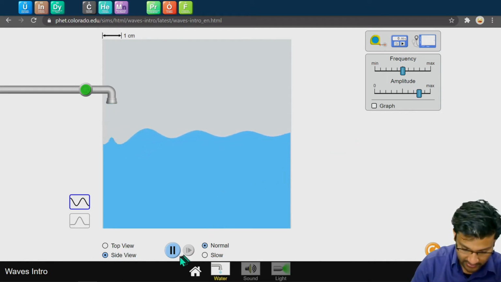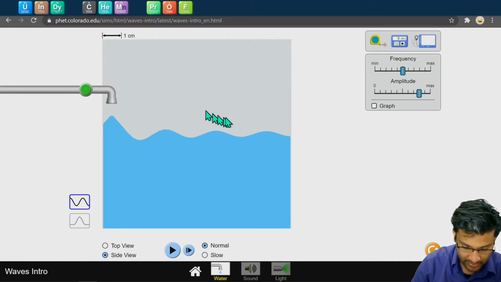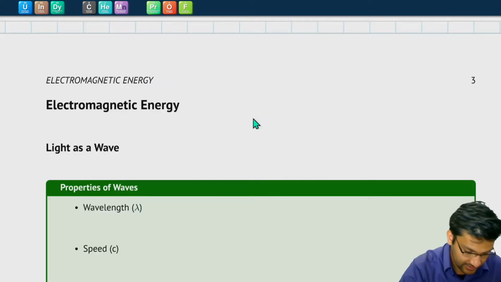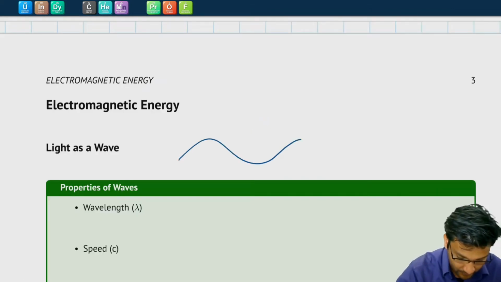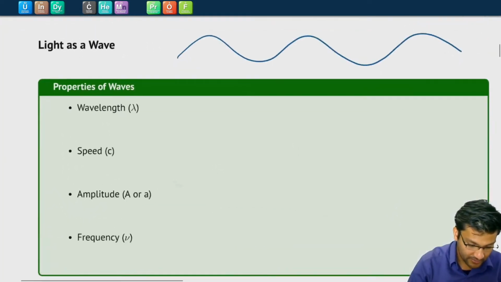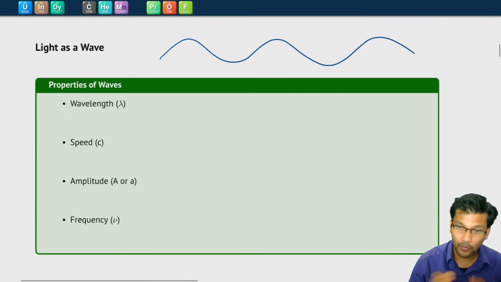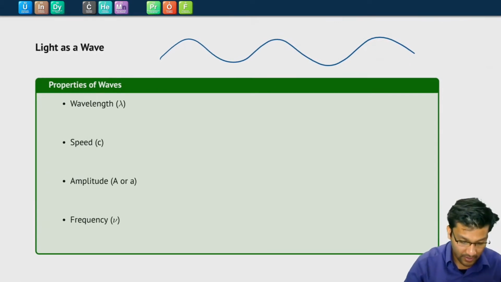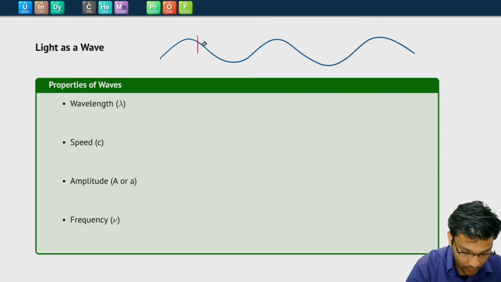So let me just pause this. And so we have this nice ripple pattern going. So let's draw that nice ripple pattern. And this is going to help us talk about the various properties of waves. So the wavelength is simply the distance between when one point of that wave sort of repeats. So this point to that point, that's going to be one wavelength.